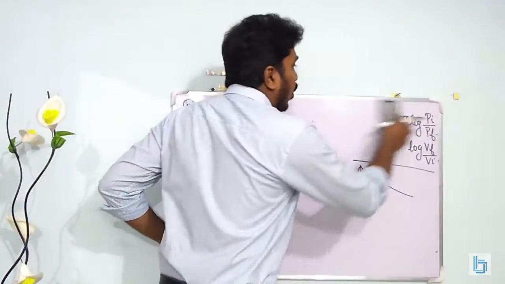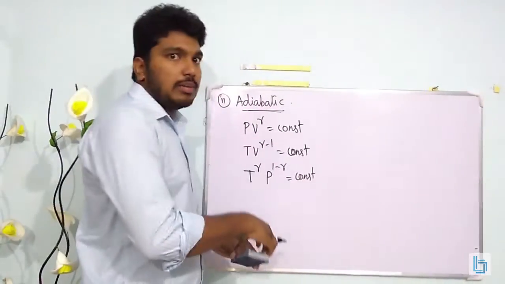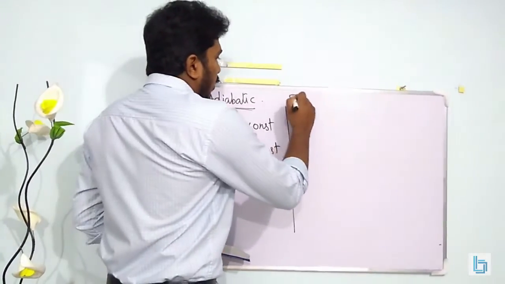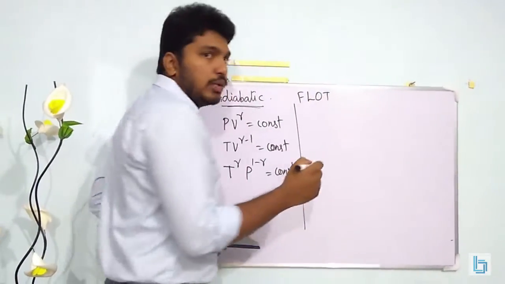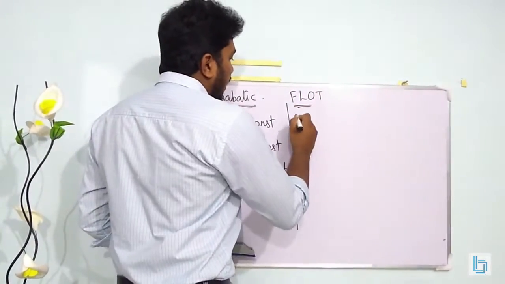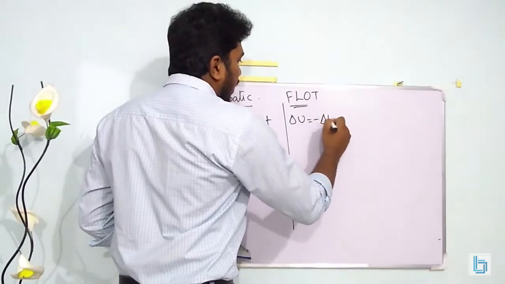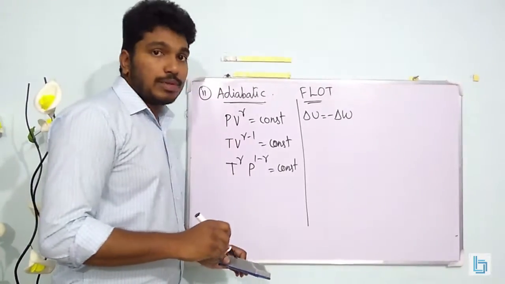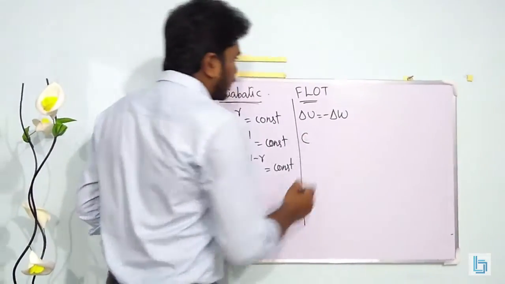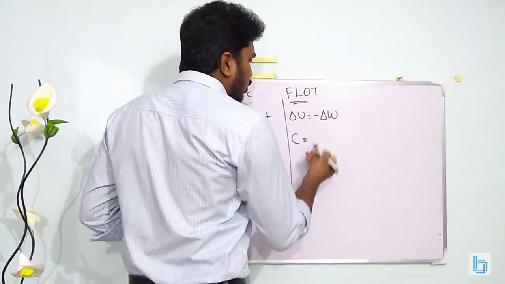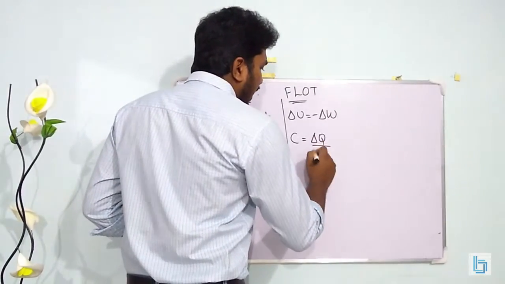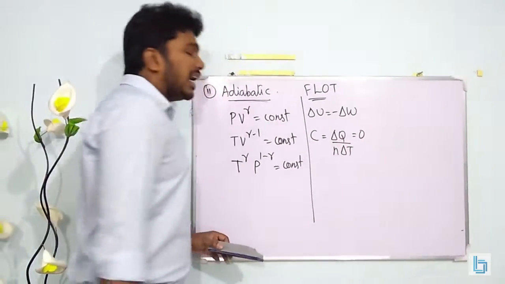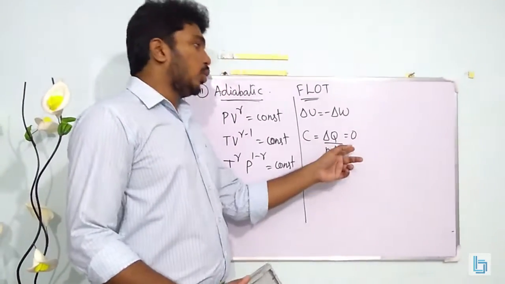Now let's apply the first law of thermodynamics. So applying the first law of thermodynamics, what do you get? We know that delta Q is equal to 0. Therefore, we can write delta U is equal to minus delta W. Okay, and the specific heat is equal to delta Q by n delta T. Delta Q is 0, which means the specific heat for an adiabatic process will be 0.